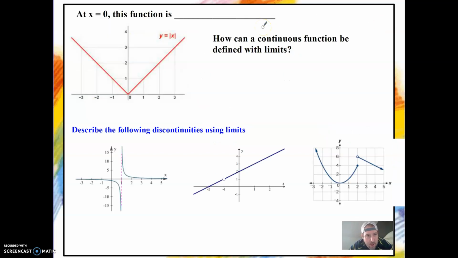Okay, so at x equals 0, what if it's continuous? If it's continuous, like in this case, it's going to have the same limit from both sides. As you approach 0 from the right-hand side, it's getting closer and closer to 0, and as you approach it from the left-hand side, it's also getting closer and closer to 0.